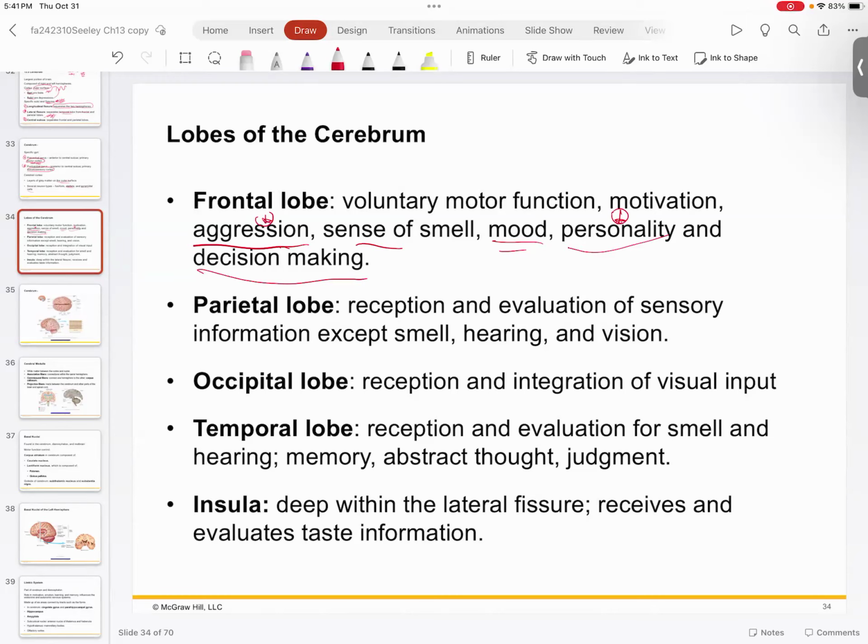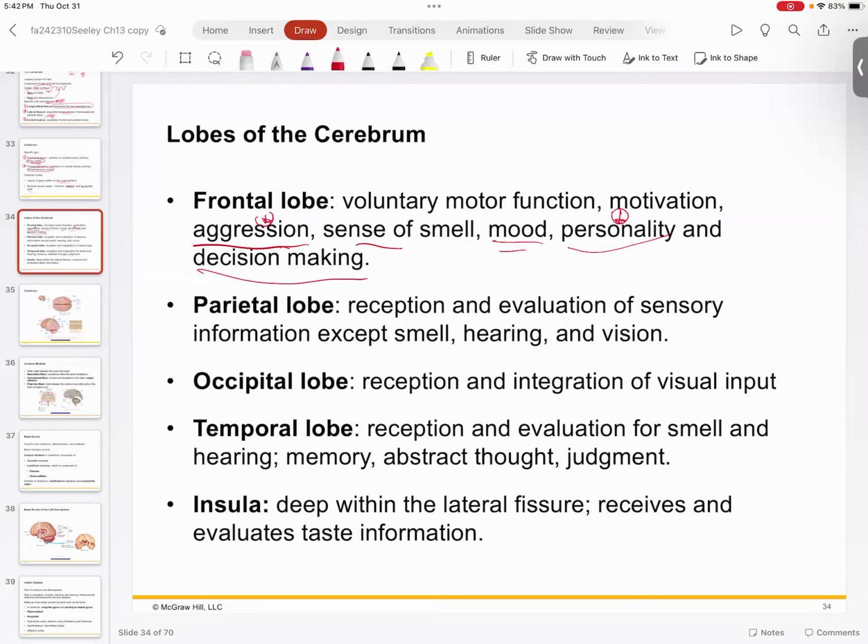The parietal lobe, which is just below the two parietal bones, with a right and left lobe, is going to be behind the central sulcus. So it's in that postcentral gyrus area and back.